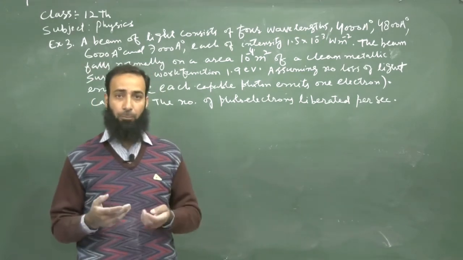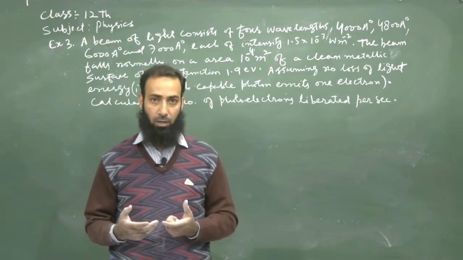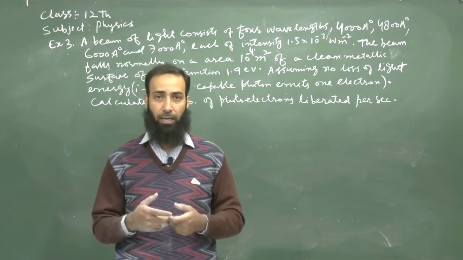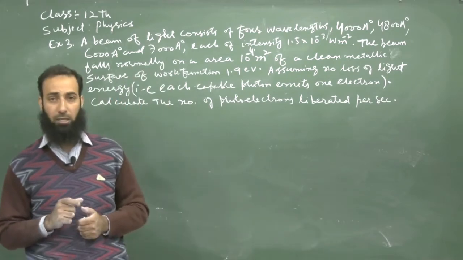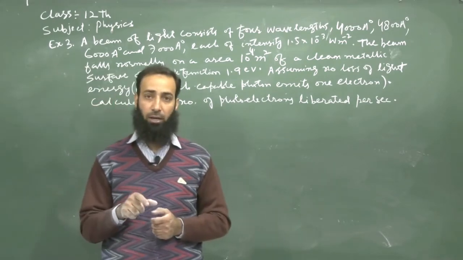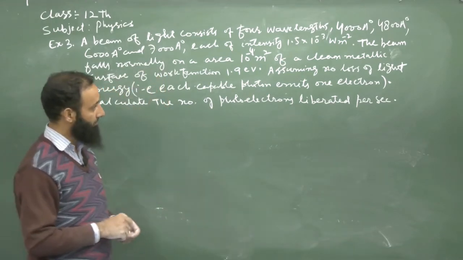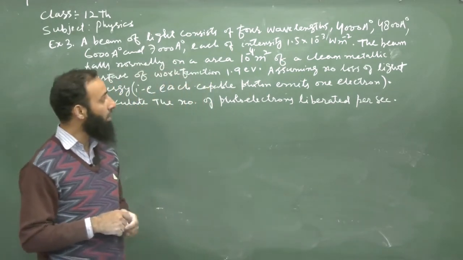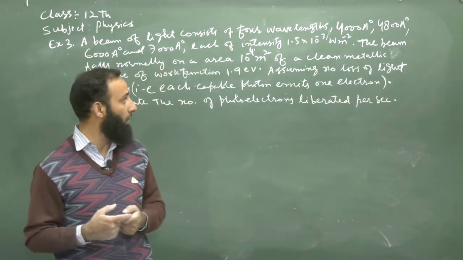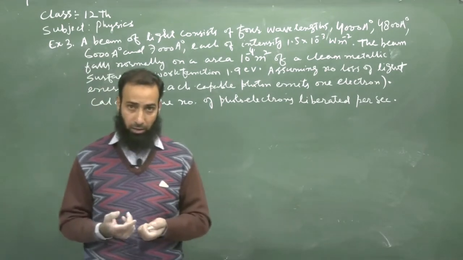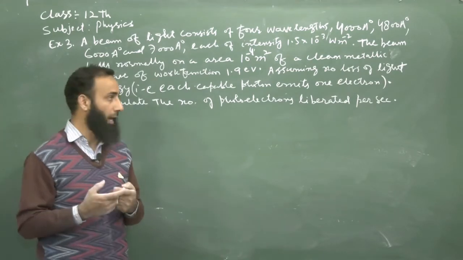That means all those capable photons incident on the metallic surface whose energy is more than the work function of the metal are able to make electrons come out from the metallic surface. Thus, the number of capable photons incident on the given metallic surface in 1 second will be equal to the number of photoelectrons coming out from the metallic surface. Thus, we have to calculate that number of photoelectrons.